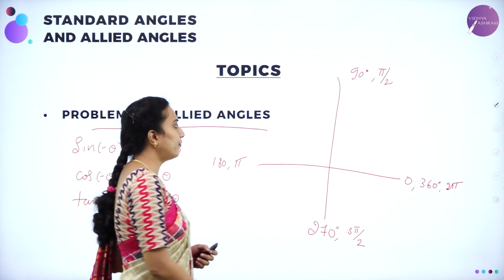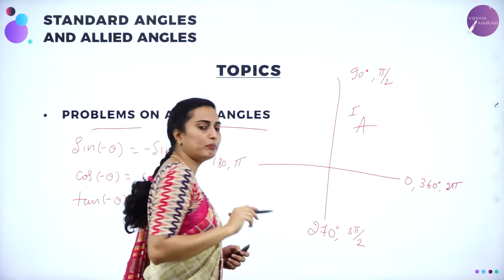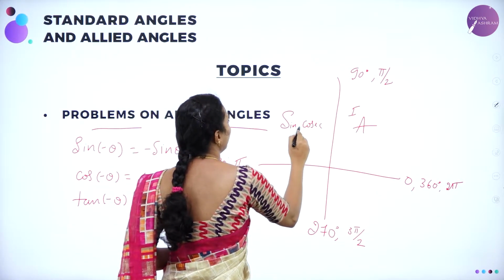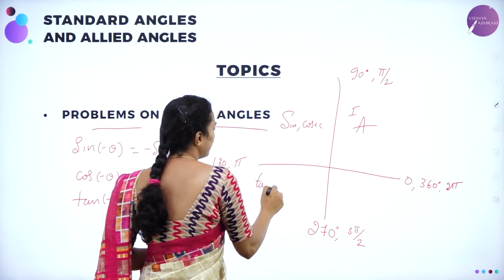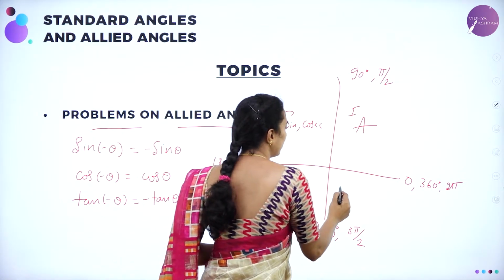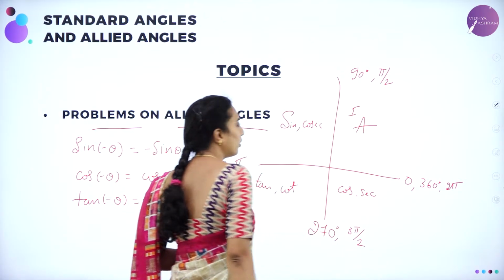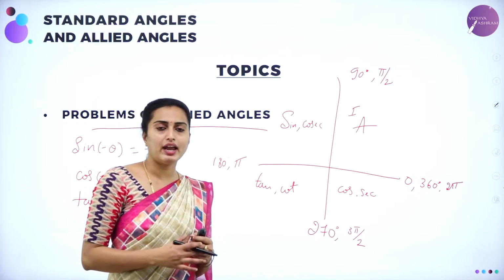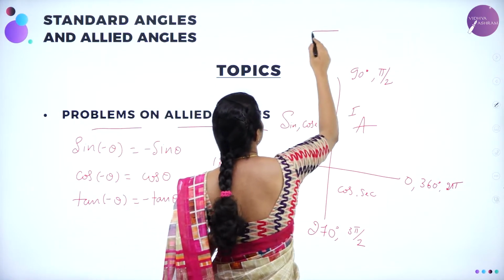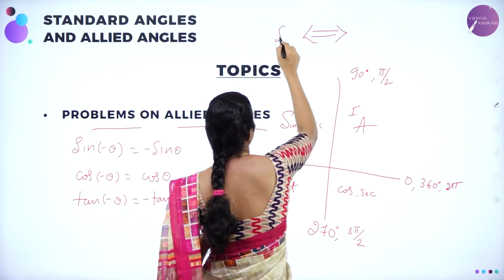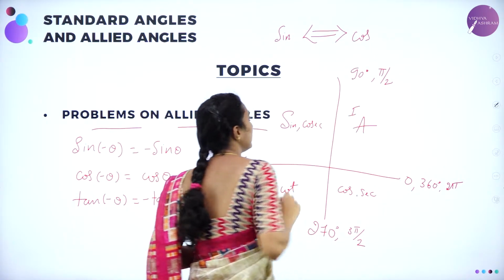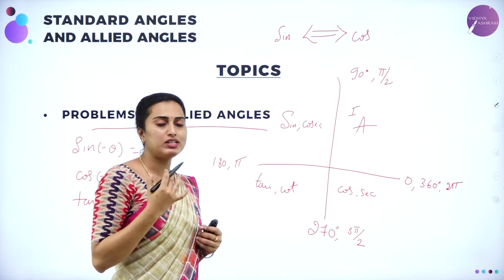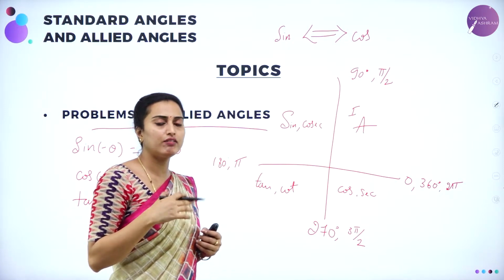Now here in the first quadrant all the trigonometric functions are positive. In the second quadrant, sine and cosecant will be positive. In the third, tan and cot will be positive, and the remaining are negative. In the fourth, cos and secant will be positive, and the remaining are negative, respective to the quadrants. Now always in 90 and 270, sine will change to cos and cos will change to sine, and depending upon the respective quadrant the signs will change. That means whether it is positive or negative.